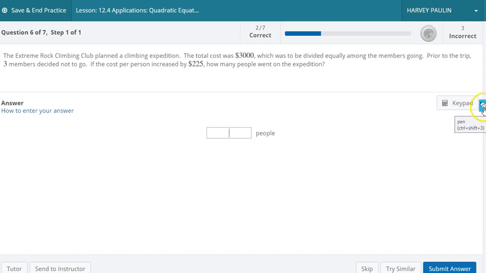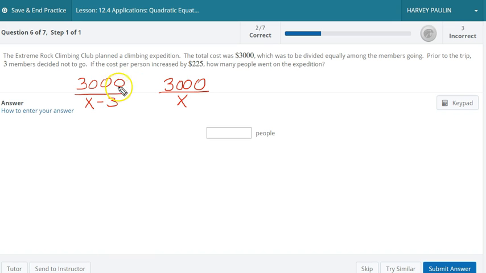So again, I did one like this before, but I'll do it again because these are rather challenging. So we know that if it's $3,000, and if we divide that by the number of members that we're going, which we don't know, that would be X. This would give us the average cost. But now we're going to have to take that $3,000 and divide it among the actual members that are going, and that's going to be X minus 3.